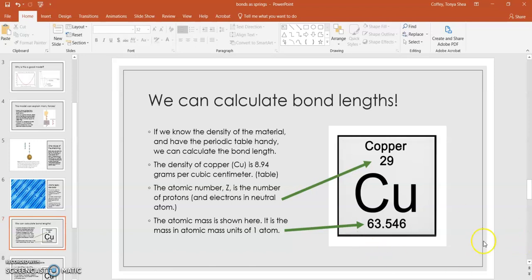So first, let me tell you a couple things about the periodic table entries that you're going to have to know. If you stare at a periodic table, you see a couple of numbers. So of course, here's Cu for copper, that's the symbol. 29 up here is the number of protons in the nucleus, and of course that's also the same as the number of electrons in a neutral atom of copper. And then this mass down here is the atomic mass displayed in atomic mass units. It's the average mass of a copper atom in atomic mass units. So a copper atom has roughly 63.55 atomic mass units per atom, and you can just read that right off the periodic table.